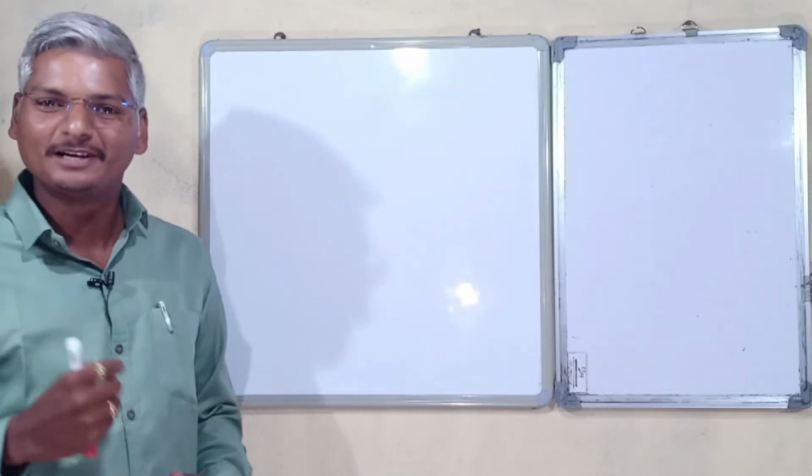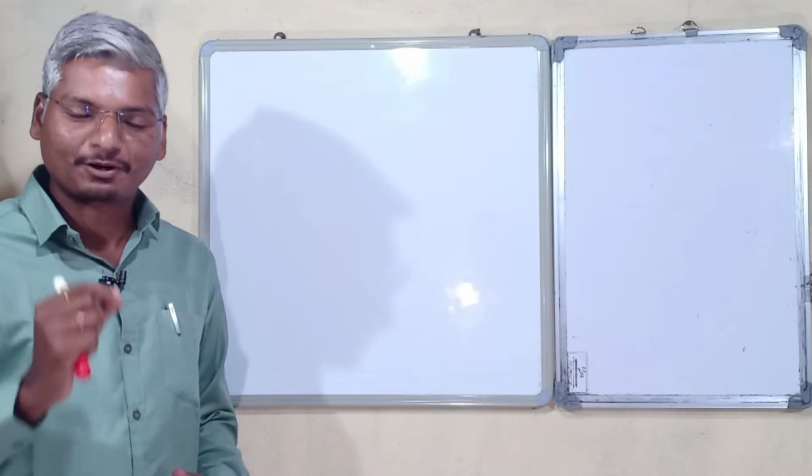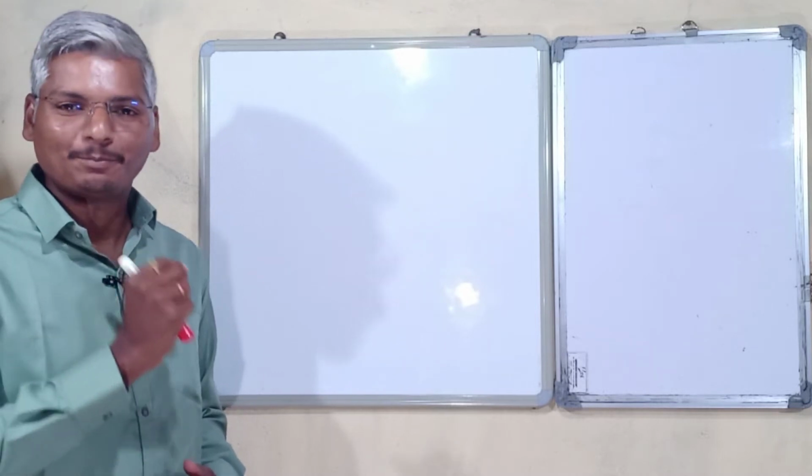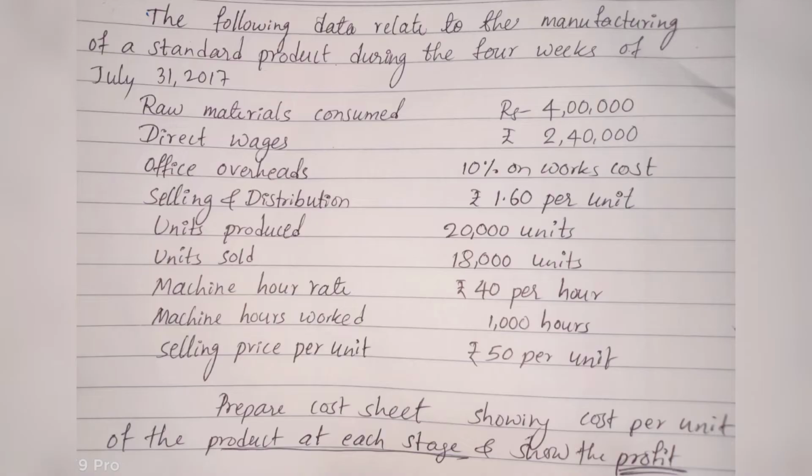In this video, we are going to see a problem on unit costing. Let us see the problem first. The problem goes like this. The following data relate to the manufacturing of a standard product during the 4 weeks of July 31, 2017.